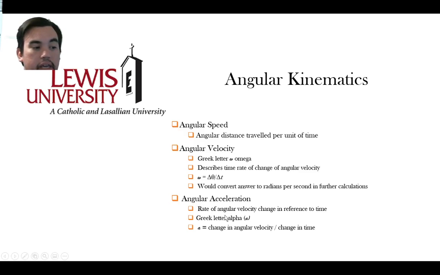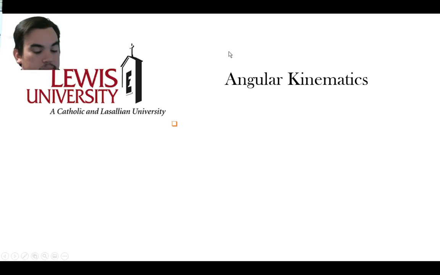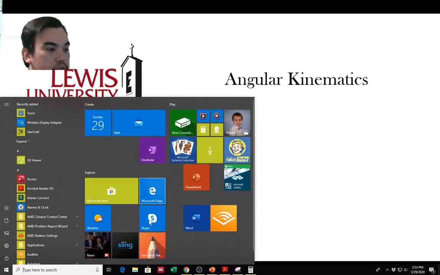And then lastly, angular acceleration is the rate of angular velocity change in reference to the time. Okay, so that is the Greek letter alpha, and that is alpha equals the change in angular velocity over the change in time. So let's go ahead and show you what that does here. Let me pull the whiteboard up.